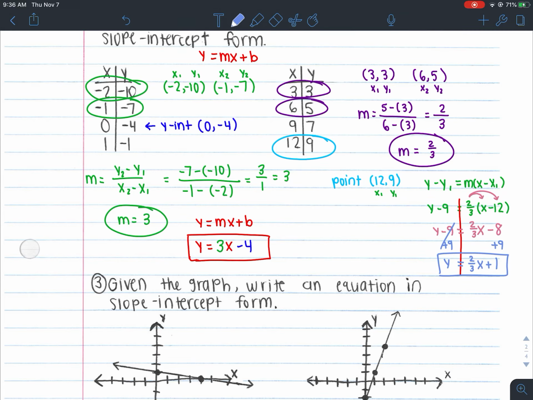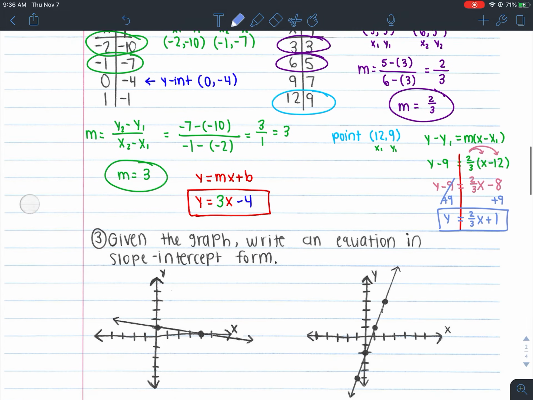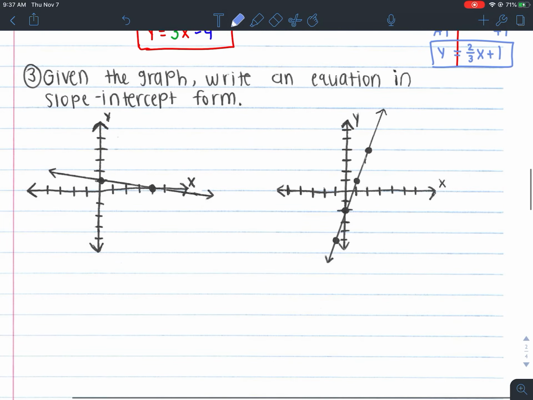So again, the one on the left was a lot easier because it gave us the y-intercept. The one on the right, we had to do a little bit more work because it didn't. But we always know that we can always start in point-slope form as long as I have a point and a slope. All right, so moving on, we have 2 graphs.